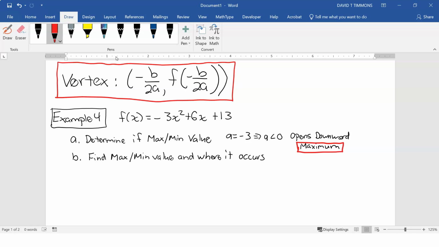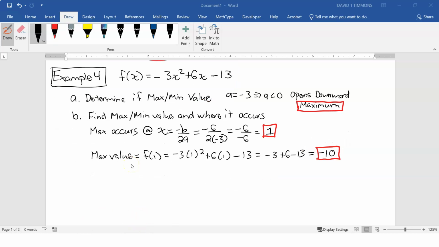In part B, it says find the maximum or minimum value and where it occurs. Well, again, we just want to use the vertex formula. The maximum value will occur at x equals minus b over 2a. So using those values from our equation, b is 6, so we have minus 6, and then 2 times minus 3. Minus 6 divided by minus 6 is 1.